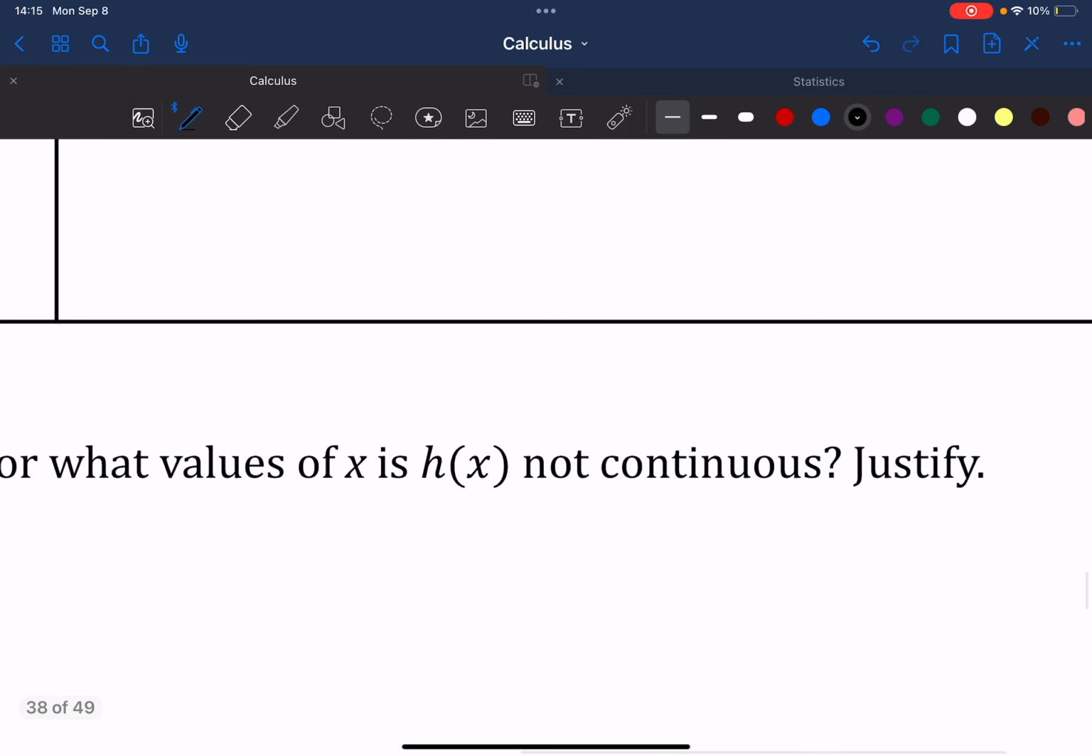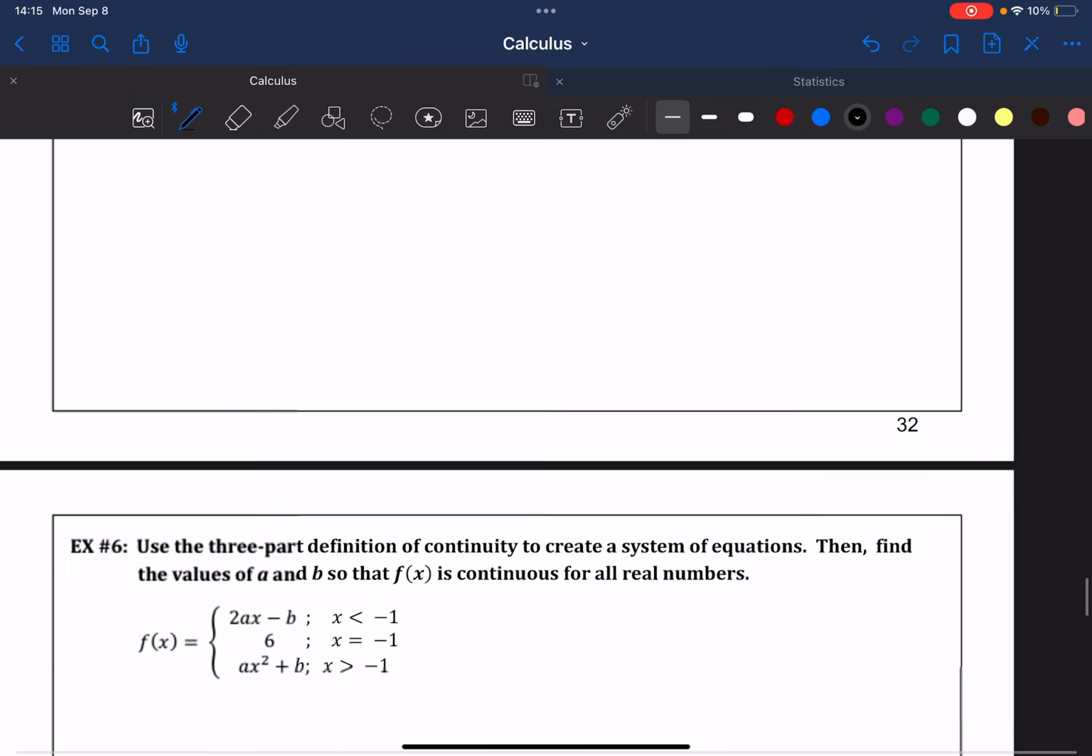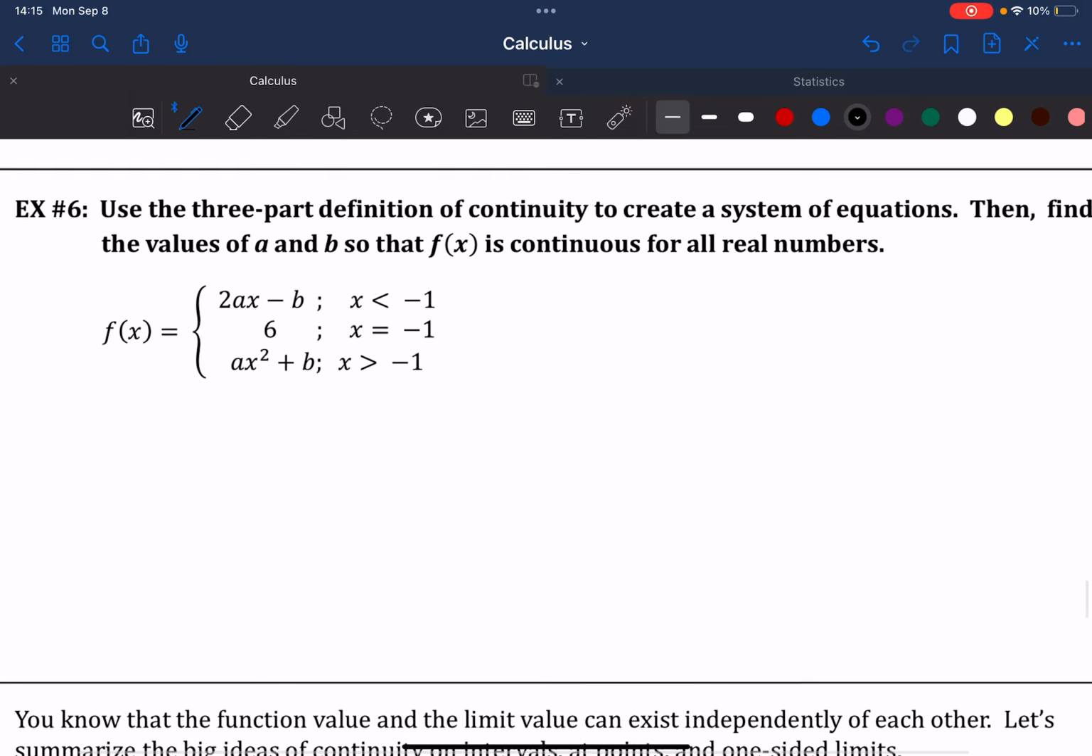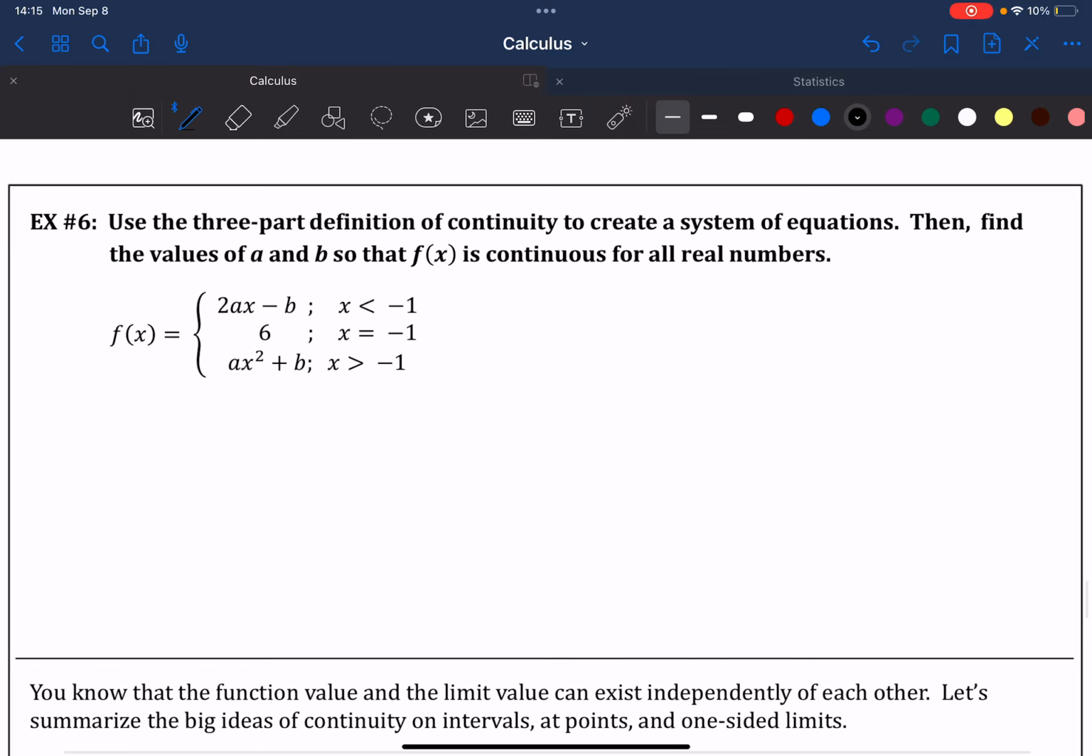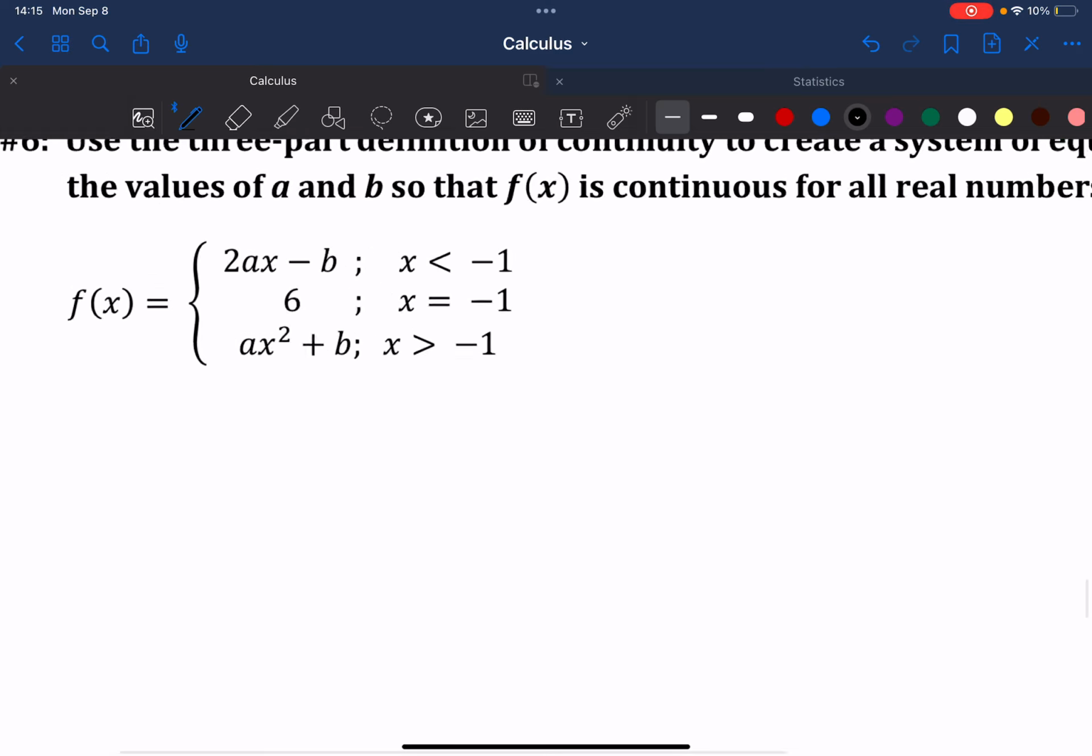Okay, I'm going to look at this next one here. It says, again, using the three-part definition of continuity, we need to find values of a and b so that the function is continuous.